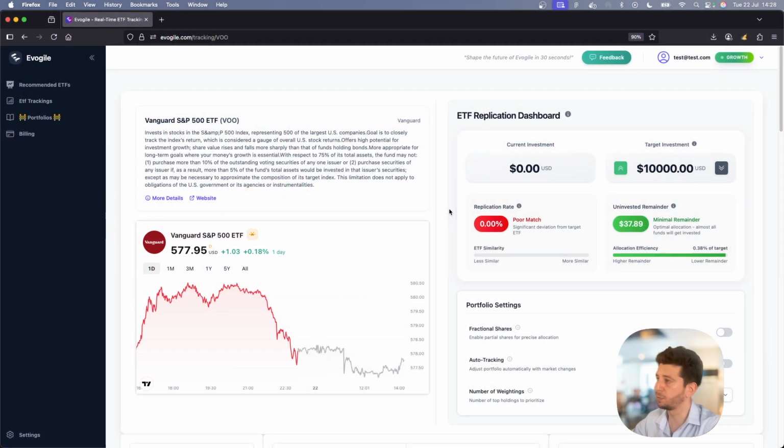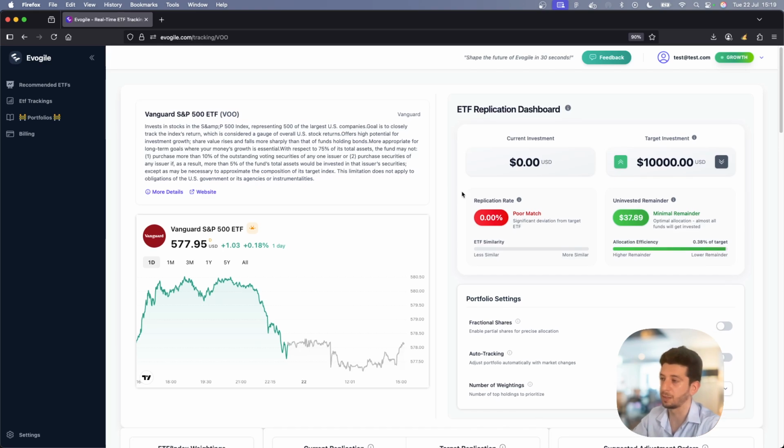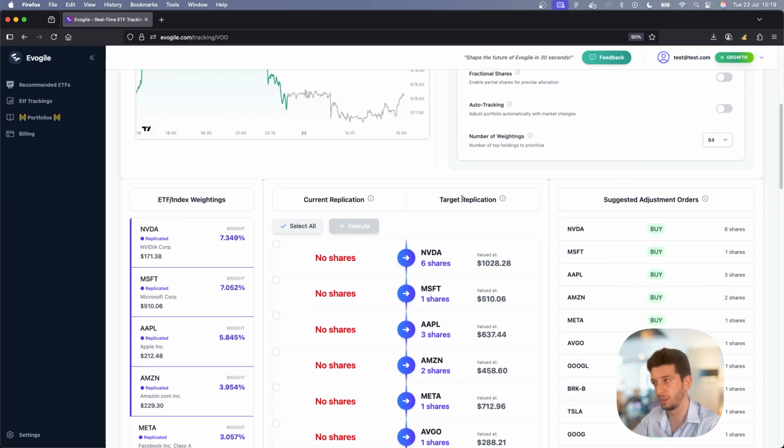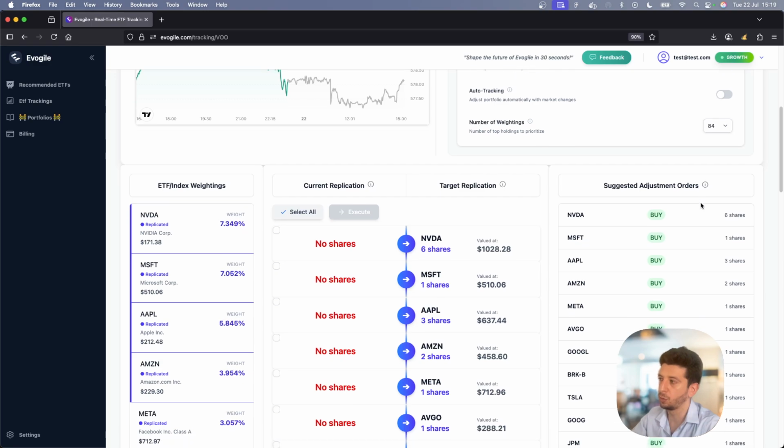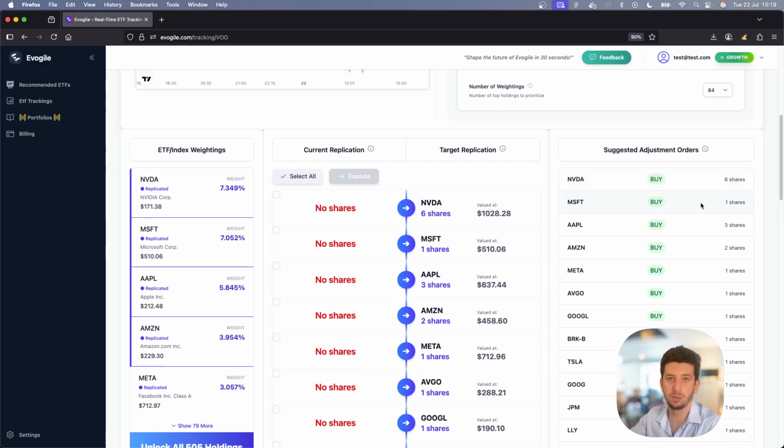Going back to the dashboard, the essence of direct indexing is executing trades to closely mirror the performance of the target ETF. What are those trades? Well, on the bottom part of the screen, we can see those trades. How should our portfolio look while mirroring that ETF with the amount of money we want to invest, of course? So, in suggested adjustment orders, you will find those trades you'll need to execute in your own broker in order to perfectly mimic that ETF's investments.